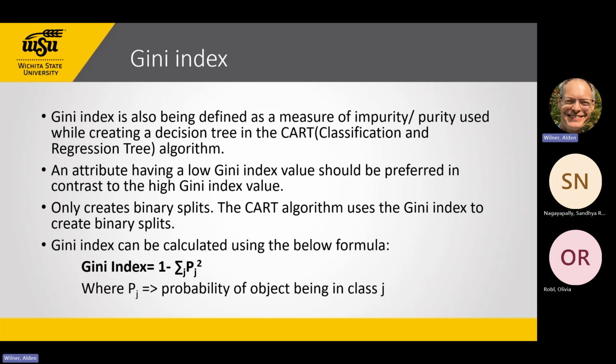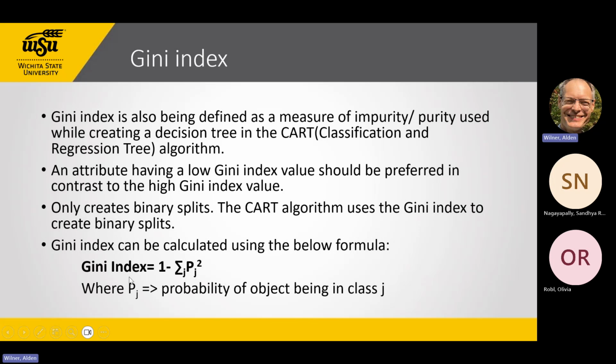It's kind of the same idea, how homogeneous income is versus how unhomogeneous it is, right? So how much randomness we have in the nodes, right? So we're using a classification regression tree algorithm, CART, it's the acronym for it. And basically what we want to do is say that we have a Gini index with a low value is what we prefer over the high Gini index. This will create binary splits, and then we'll use that index to create those binary splits.